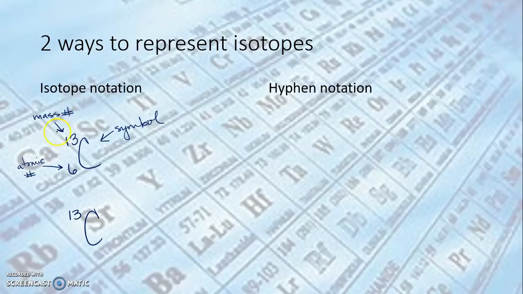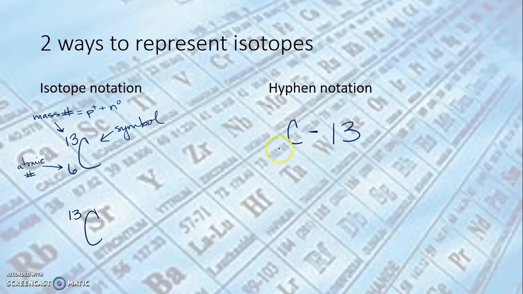Okay, but the mass number here, it tells us, remember, the number of protons and the number of neutrons. So if I give you isotope notation, all you have to do is subtract in order to figure out how many neutrons there are. All right, well, the other way that we can represent an isotope would be called hyphen notation. And that is just what it sounds like. So carbon 13, this is carbon 13 because it's carbon with a mass of 13. We would write it as C dash or hyphen 13. And we call it hyphen notation because it has a hyphen in it.